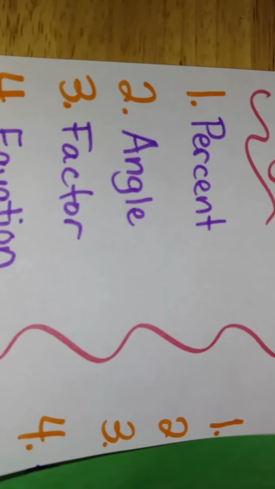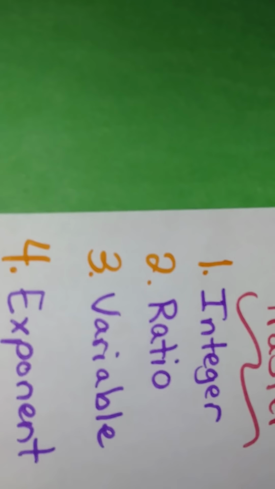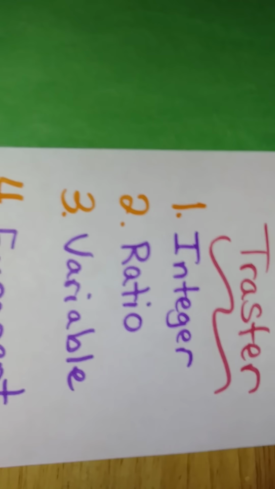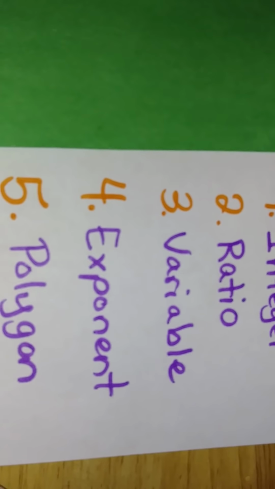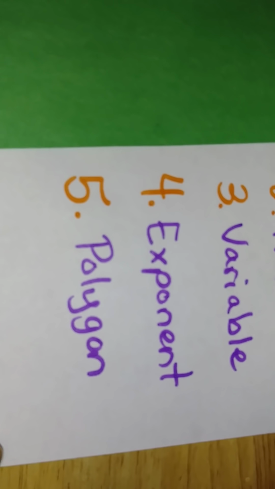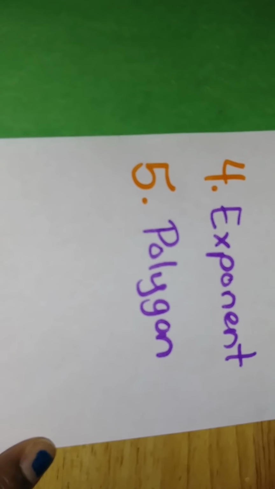All right. So let's look at the codes for Mrs. Traster's class. If you have Mrs. Traster in first period, your code is integer. Second, ratio. Third period, variable. Fourth period, exponent. Fifth period, polygon.